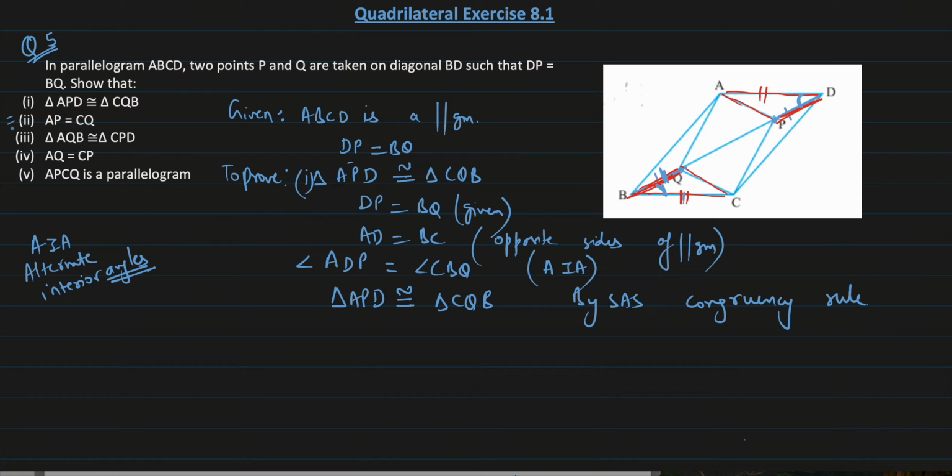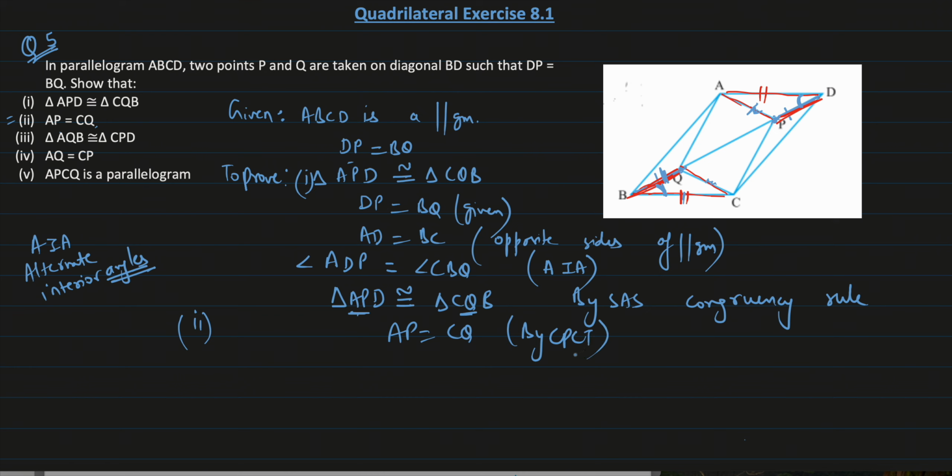Now the second part. The second part is asking you to prove that AP equals CQ. Now AP and CQ, if you see, are sides of the triangles that we just proved congruent. So from here I can say that AP equals CQ by CPCT, and I hope you know the full form of CPCT: corresponding parts of congruent triangles are also equal after the two triangles are congruent. Okay. Now let's move to the third part. The third part is saying I have to prove these two triangles. Which two triangles? Triangle AQB.